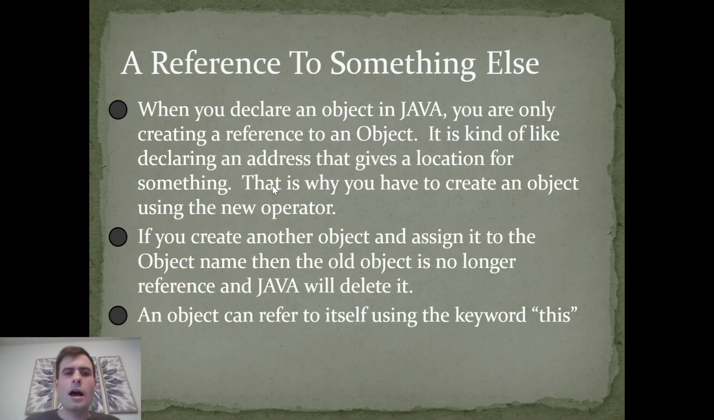If we want to refer to something else, when you declare an object in Java, you're only creating a reference to that object. It's kind of like declaring an address that gives a location for something. So it's like it points to somewhere on your computer. That is why we have to create an object using the new operator. If you create an object and assign it to an object name, then the old object is no longer referenced and Java will delete it. An object can refer to itself using the keyword this. So it'd be like this dot minute or like this dot first name.